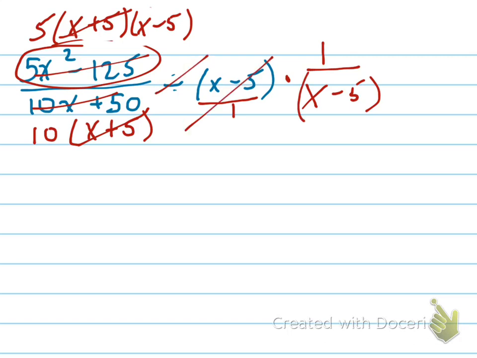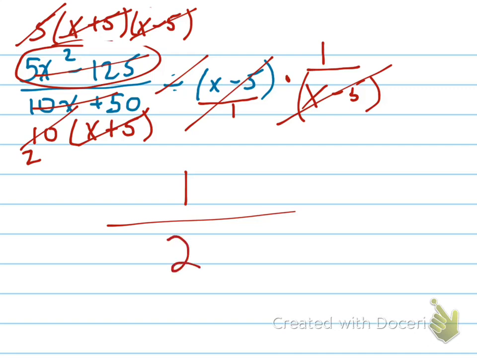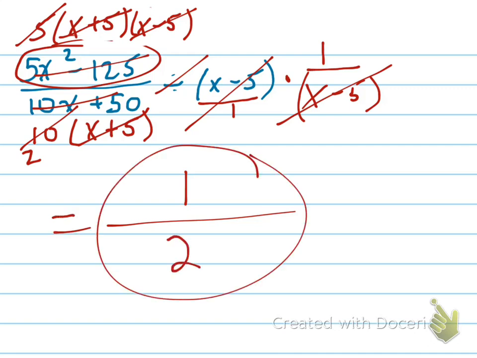So there's my new problem, and notice what I can do now is I can cancel, since there's 1 on the top and 1 on the bottom, I can cancel those out. The 5 and the 10 have a common factor of 5. I can cancel that out. So on the top I'm left with no factors. Don't leave it blank. It means there's a 1 on the top. And on the bottom I'm left with just 2 because everything else canceled out. So here's your answer, 1/2.